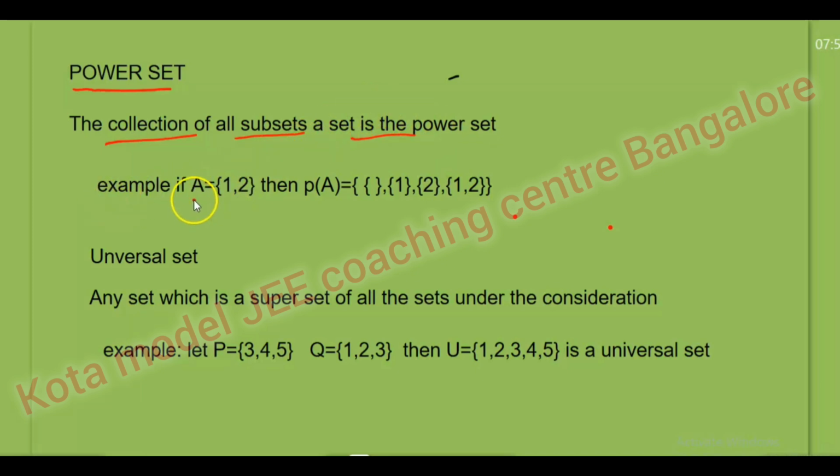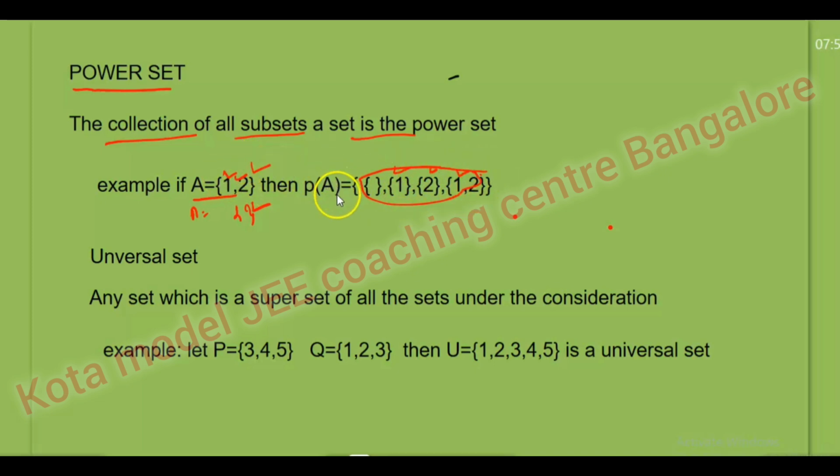Example: if the set A contains two elements, 1 and 2, then the subsets of A are the empty set (the empty set is a subset of every set, and the set itself is also a subset of every set), then the set which contains only one element, {1}, and {2}, these are also subsets, and {1, 2}. These are the total 4 subsets of the set A.